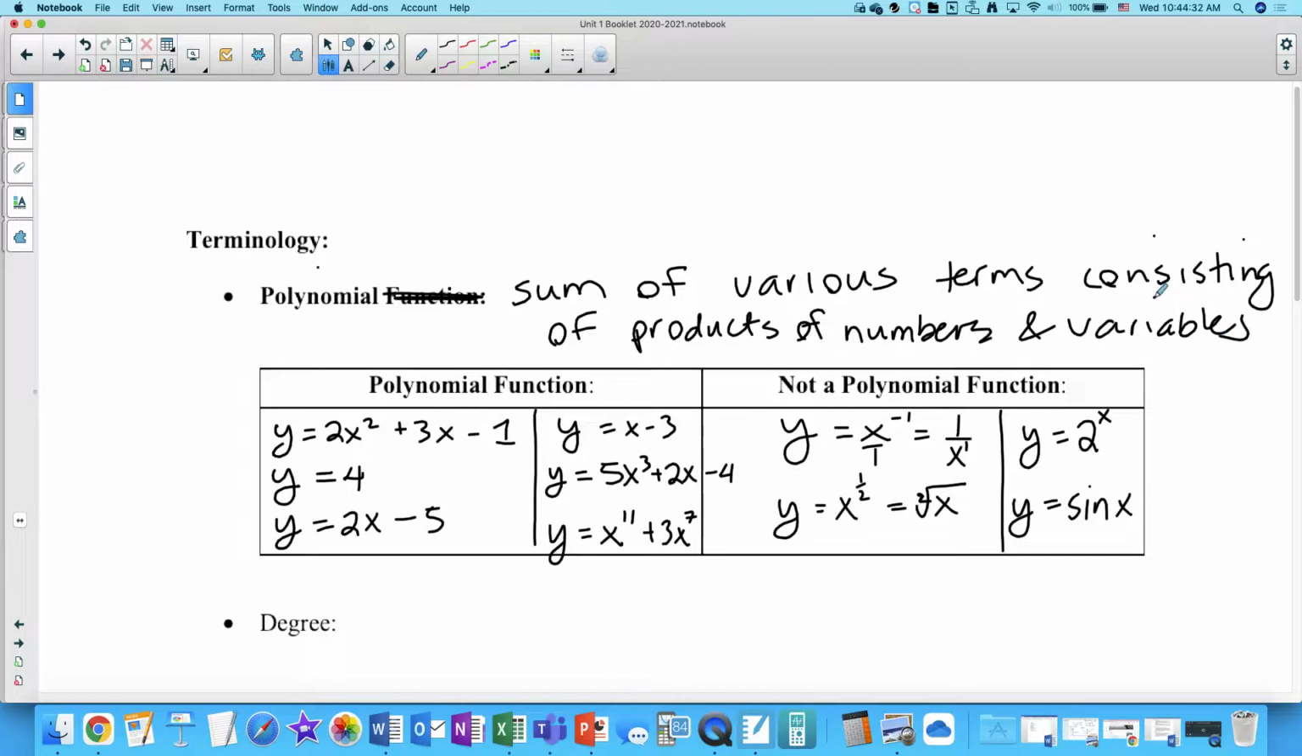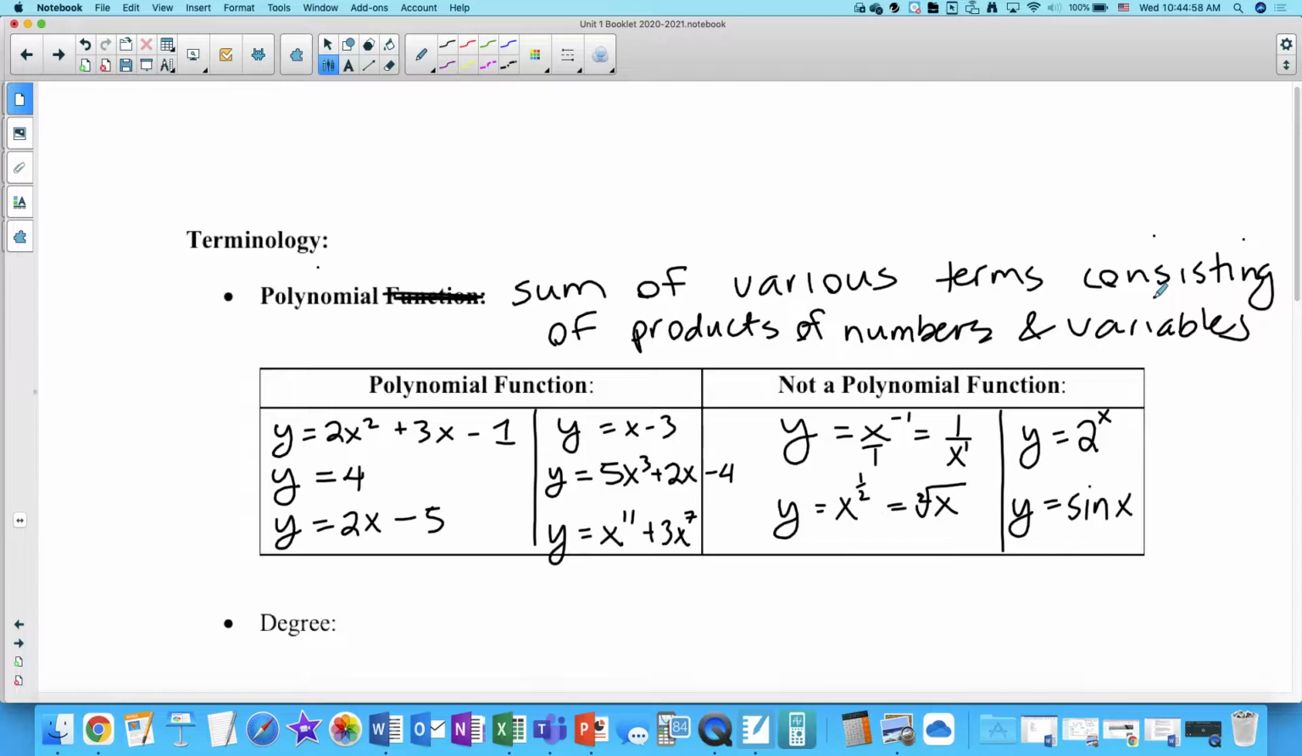Okay. So we're adding lots of terms together. Each term is a product, a multiplication of numbers and variables. Like, for example, this one is 2 times x times x. So we're multiplying numbers and variables. Then we're adding another term. This one is 3 times x. Then we're adding a negative 1. I like that better.